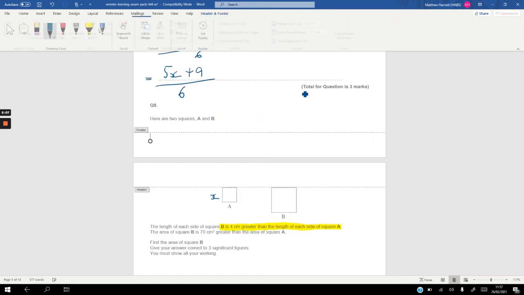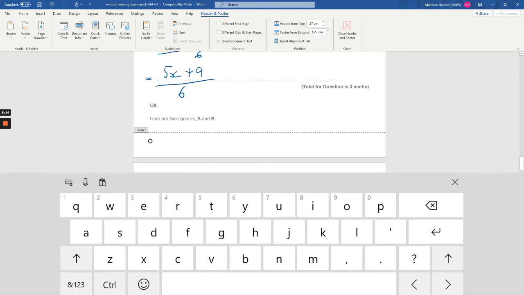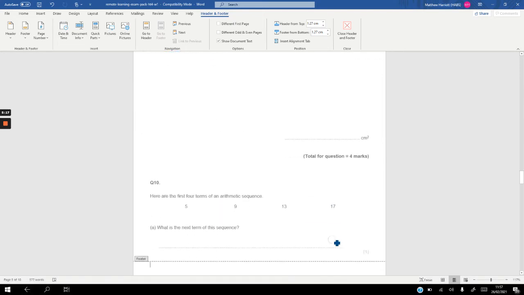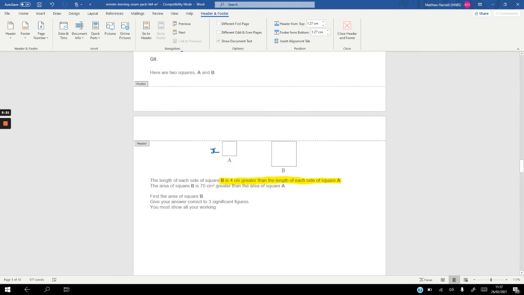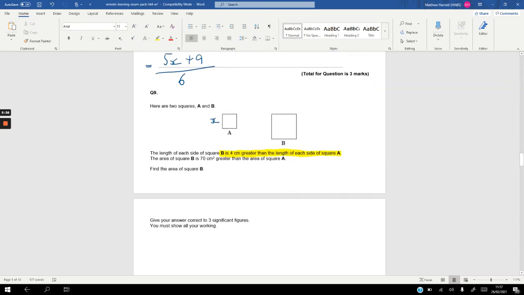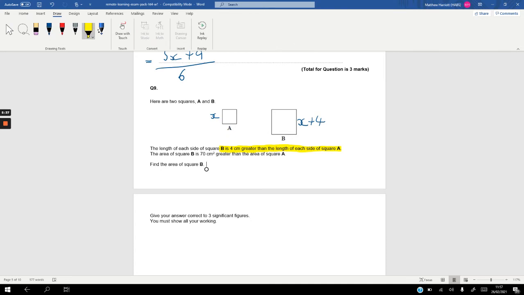That means the length of B is, let me just see if I can get out of this. It means the length of B is, how can I close? There we go, sorry. The length of B has to be x plus 4, okay? x plus 4.